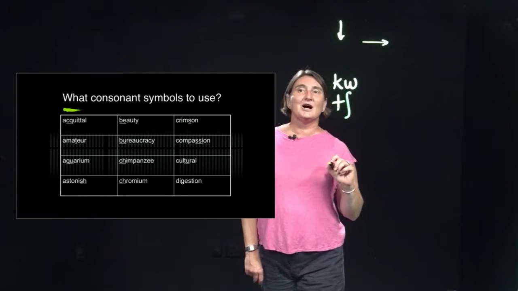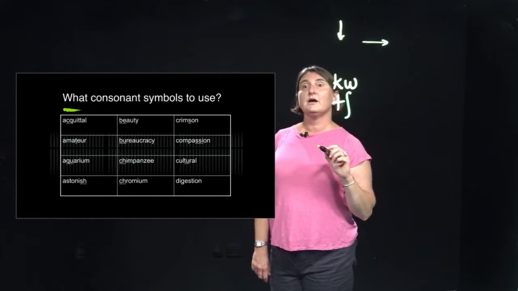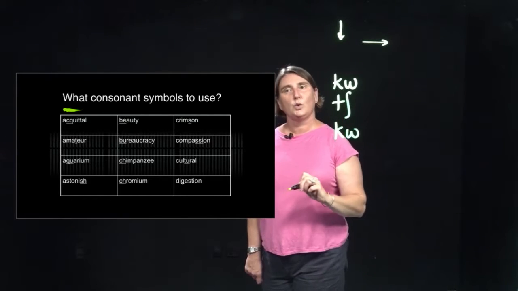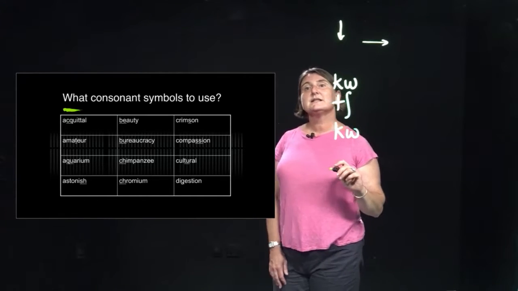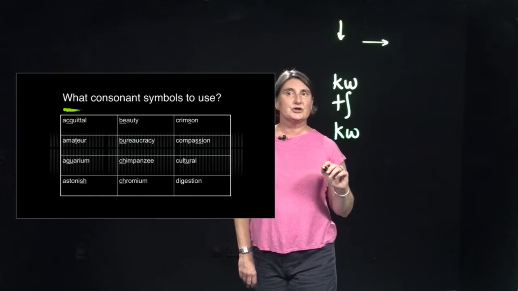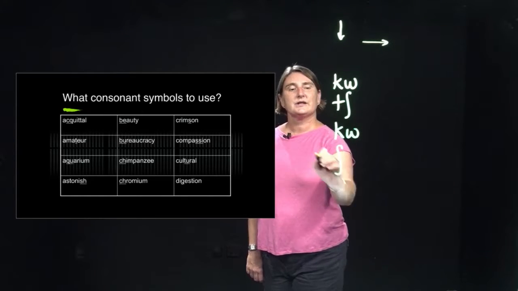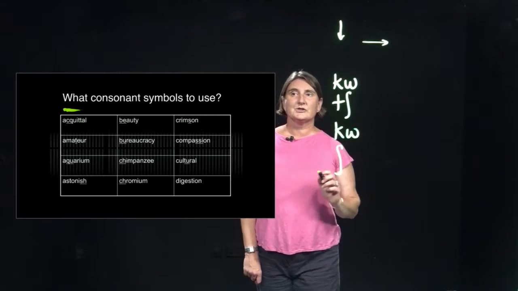Our next word is aquarium. Something in common with acquittal. So that's also going to be a KW, qua. Last word in that column is astonish. Sh. So that's an SH. So that will be our esh sound, an elongated S. Okay, that covers our first column.